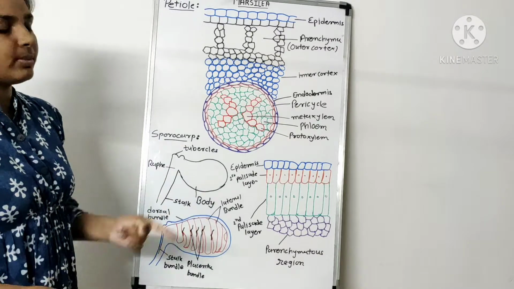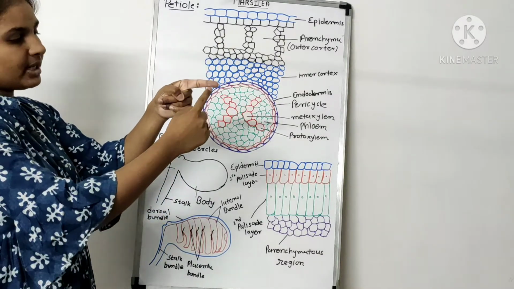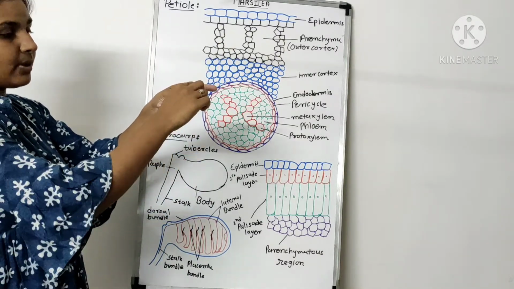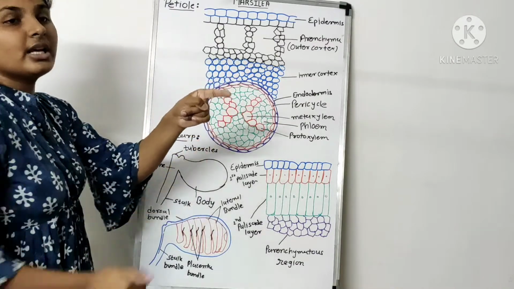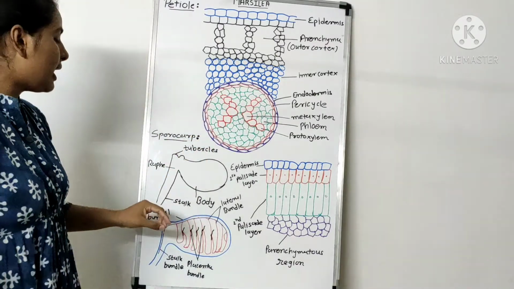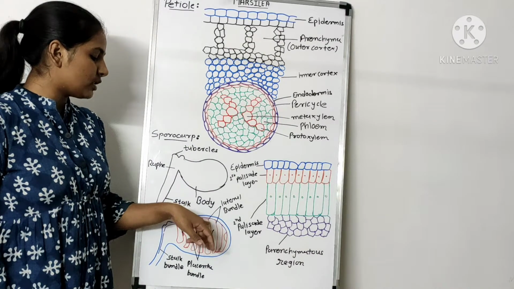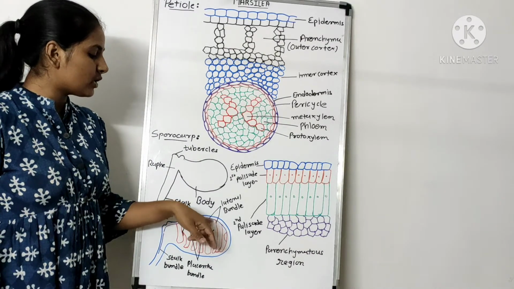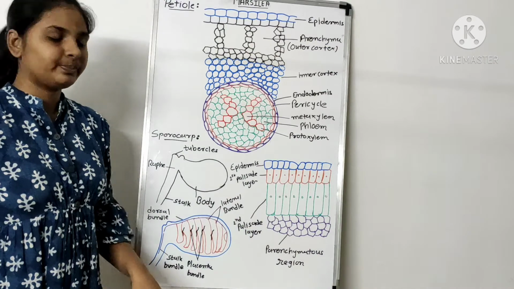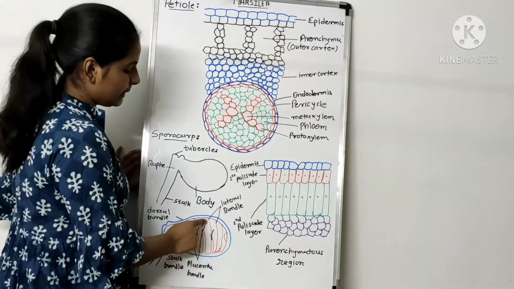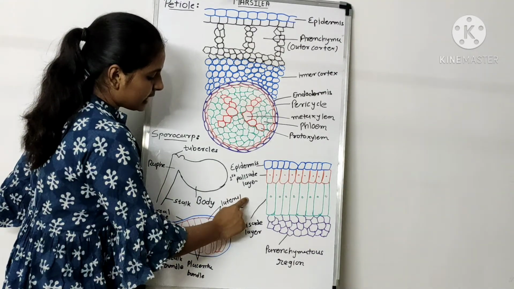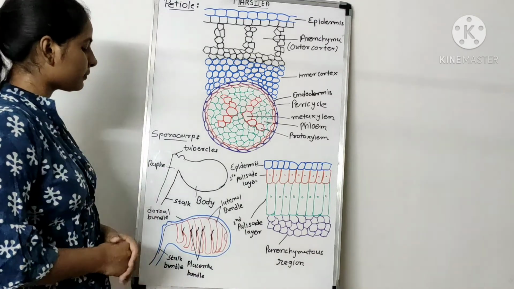What do I mean? This is the dorsal bundle. It gives rib-like structures on both sides, this side and this side, which go downward. This rib-like structure is known as the lateral bundle.